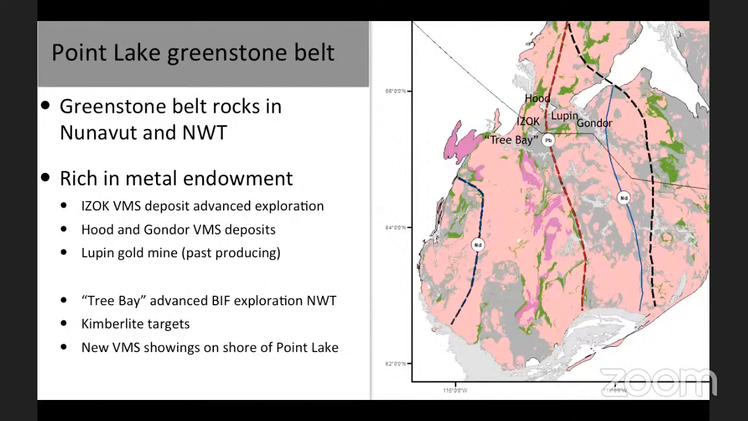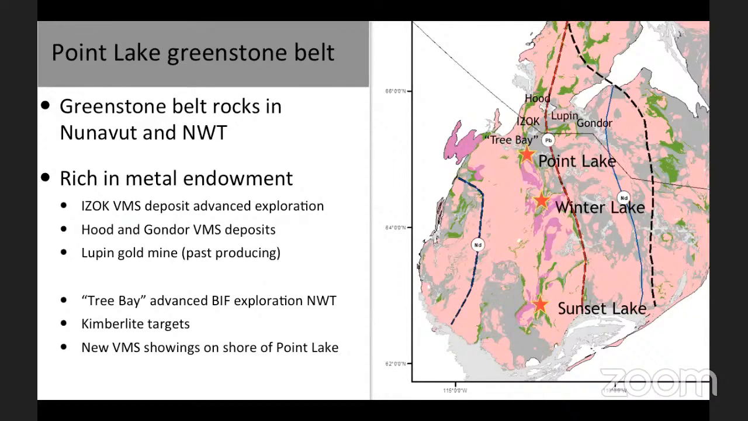All right, so now we're going to move into the final example of the VMS focused mapping that we've been conducting. We're going to move into our most northern map area at the Point Lake Greenstone Belt. This Greenstone Belt is in both the NWT and Nunavut.